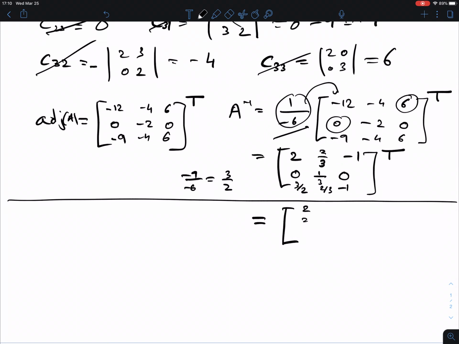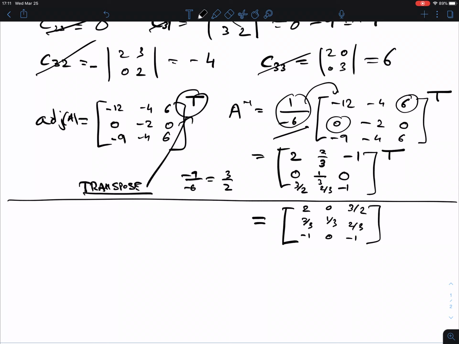That is 2, 2/3, negative 1, 0, 1/3, 0, 3/2, 2/3, minus 1. So that's the answer. So don't forget the transpose. What I did was I almost forgot. Okay, so let me remind you, this means transpose.